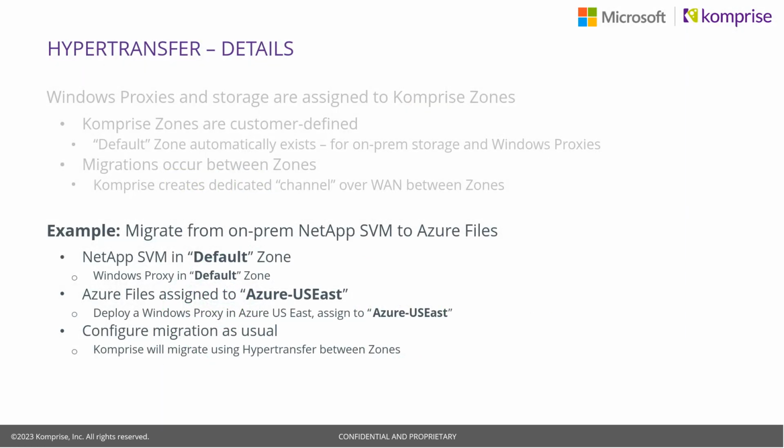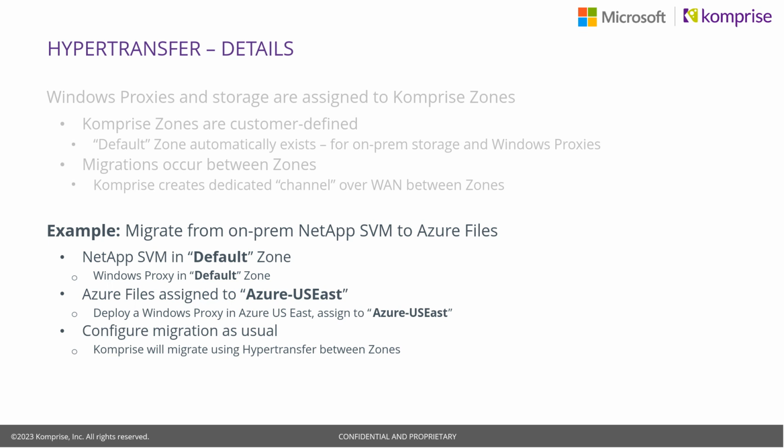So now let's take an example migration. Suppose you've got a NetApp on-prem. It will already be in the default zone, and you want to now migrate the data up to Azure Files in the cloud. As I mentioned, you would create a new zone, Azure US East. You would assign your Azure file storage to that zone, and then you'll need a Komprise appliance also in that zone to be the recipient of the hypertransfer channel. And so you'll deploy what we call a Windows proxy in the Azure region, Azure US East, and also assign it to that zone. That's all you need to do.